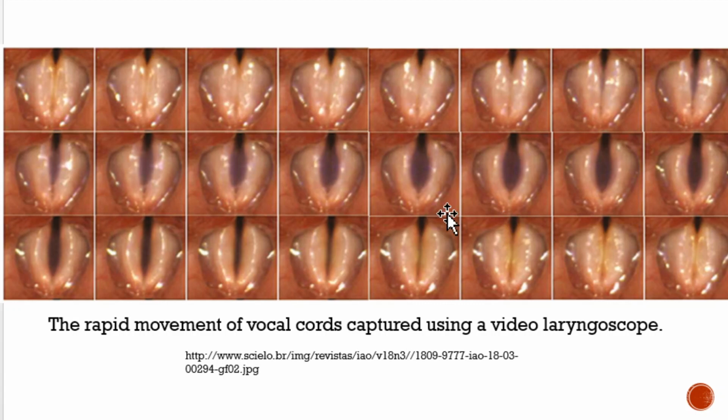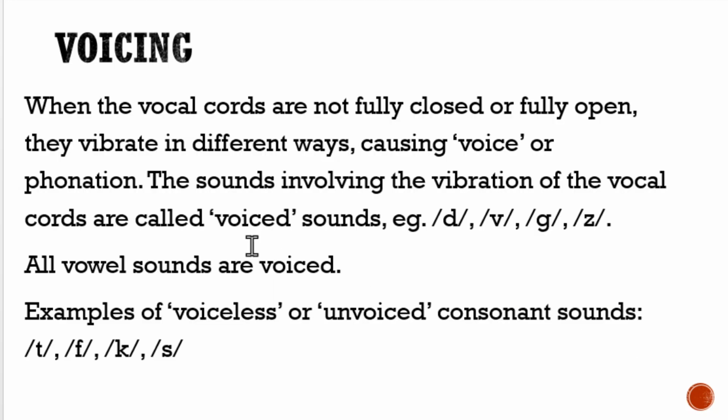So when I am speaking, my vocal cords are vibrating at an immense speed, beyond the imagination or comprehension of our mind. They're moving with such rapidity. This photograph has been taken using a laryngoscope. So you can see here how the vocal cords keep opening and closing while we speak. Imagine this is only a fraction of a second or so. So the vocal cords give the sounds you produce voice. If there is vibration, there is voice. If there is no vibration, there is no voice.